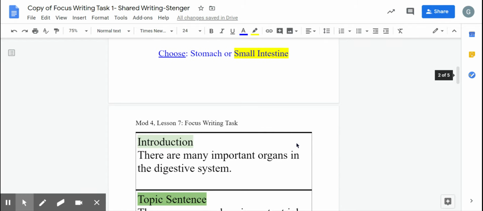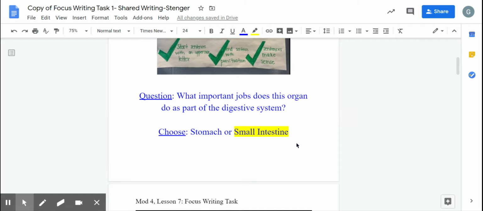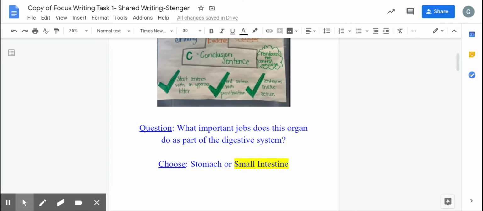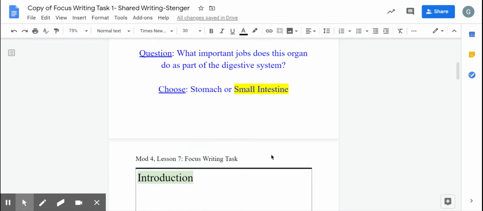Okay, here's my organizer that we will use together. Remember, everything that we're writing today has to relate to this question. What important jobs does this organ do as part of the digestive system? Now, we chose to write about the small intestine, so we're going to make sure we're talking about the important job the small intestine does in the digestive system.